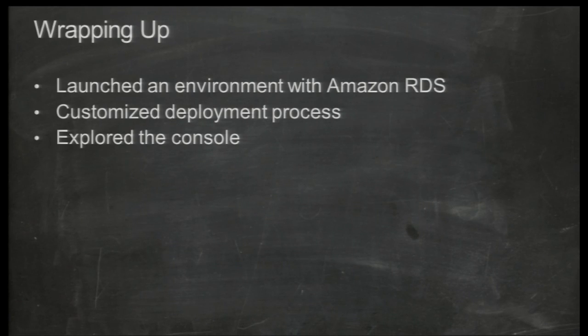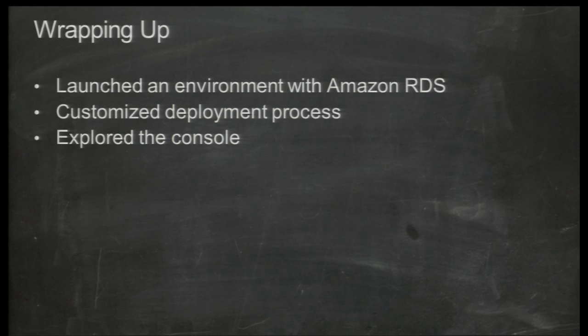So to wrap up that example, we launched an environment with Amazon RDS. We saw how we could customize this deployment process, and specifically we looked at commands, we looked at option settings, and those option settings included things like static files, the WSGI path. There's actually a number of other option settings if you need for your application.